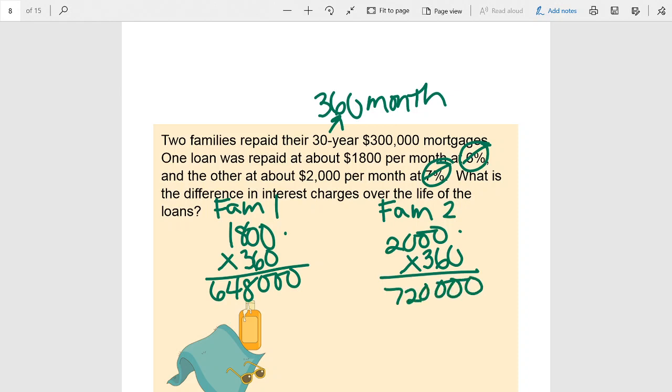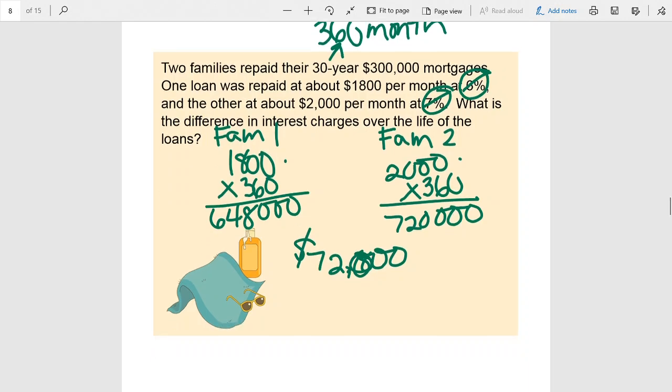And you should get these numbers. So family one paid $648,000 for their home, and family two $720,000 for their home. So when we find the difference between these two homes, we end up seeing that family two spent $72,000 more just because of that pesky 1% difference that they had when they bought their home. Makes a difference. That's why you want a good credit score. It can make a huge amount of difference.